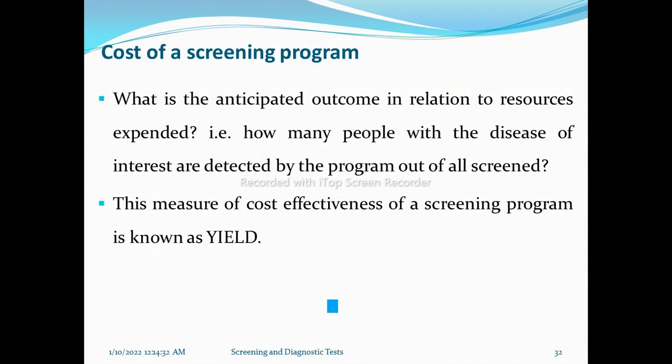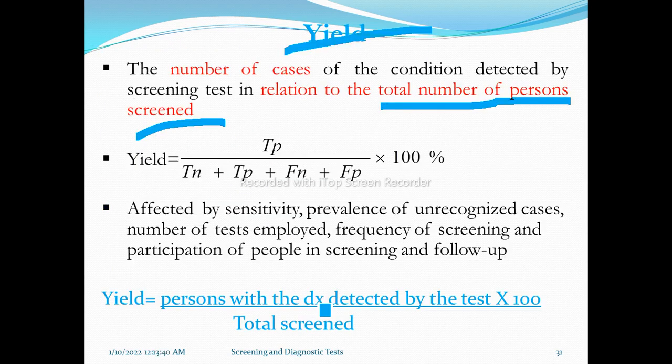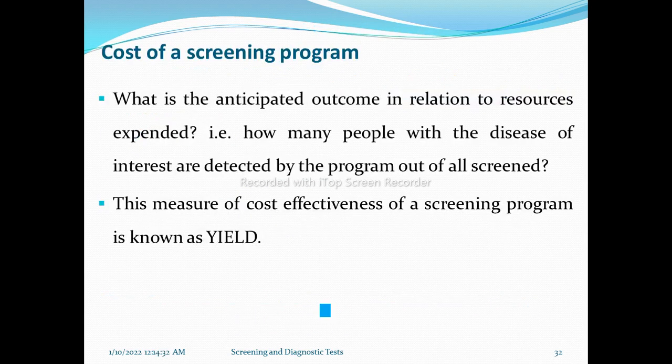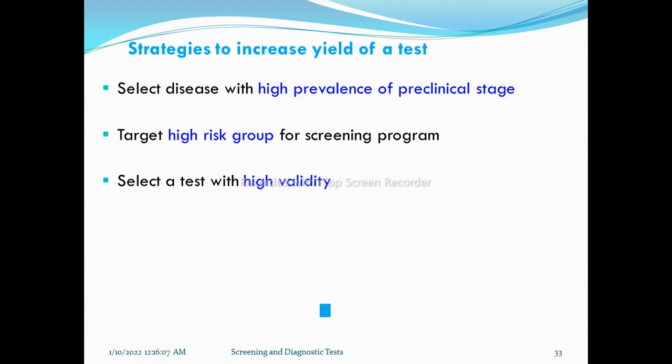So yield is the cost of the screening program. What is the anticipated outcome in relation to resources expended? How many people with the disease of interest are detected by the program out of all screened? So this measures the cost effectiveness of the screening program, which is known as yield. Overall cost is related to yield, so it is very important whether screening is feasible or not. Calculating yield is very important to know whether the screening program is effective or beneficial.